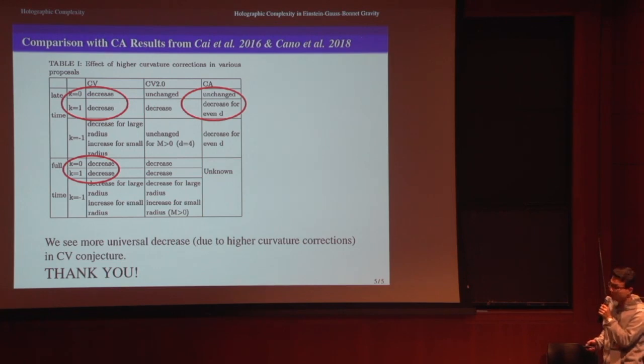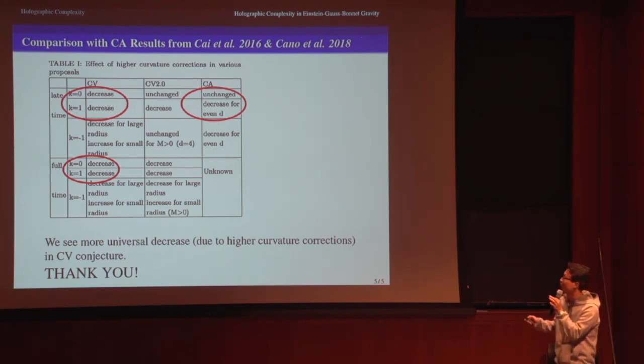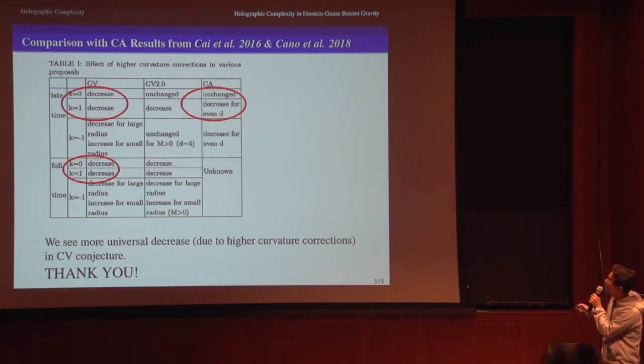The bound violation. That's a very good question, but we don't know. The reason is that for the CA conjecture, in the past we could not do the calculation through the whole time. We could only do it at late times, and the late time limit saturates the Lloyd bound. For the full time, we need to calculate the null boundary surface action, and that was just unknown before this June. So we just don't know. This can be a very good future direction. Thank you.